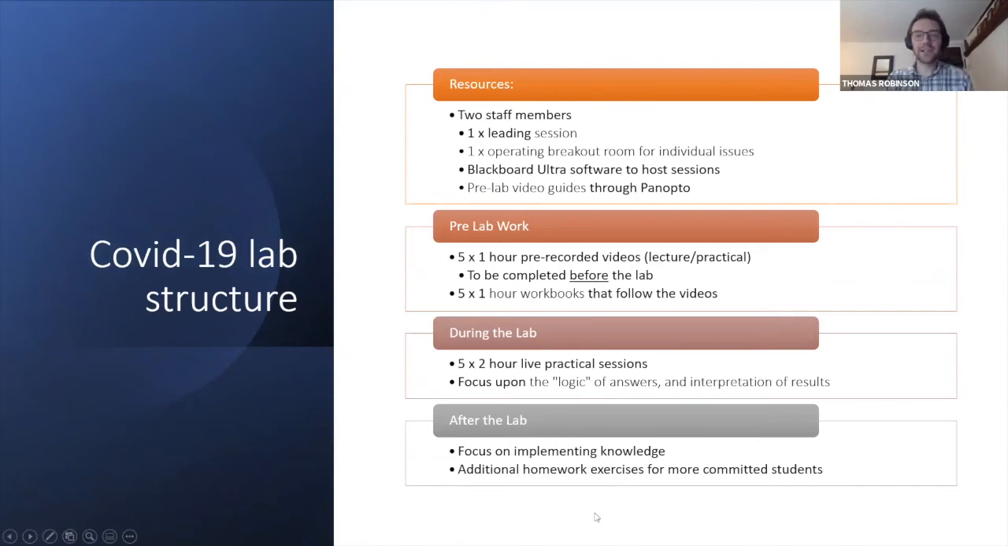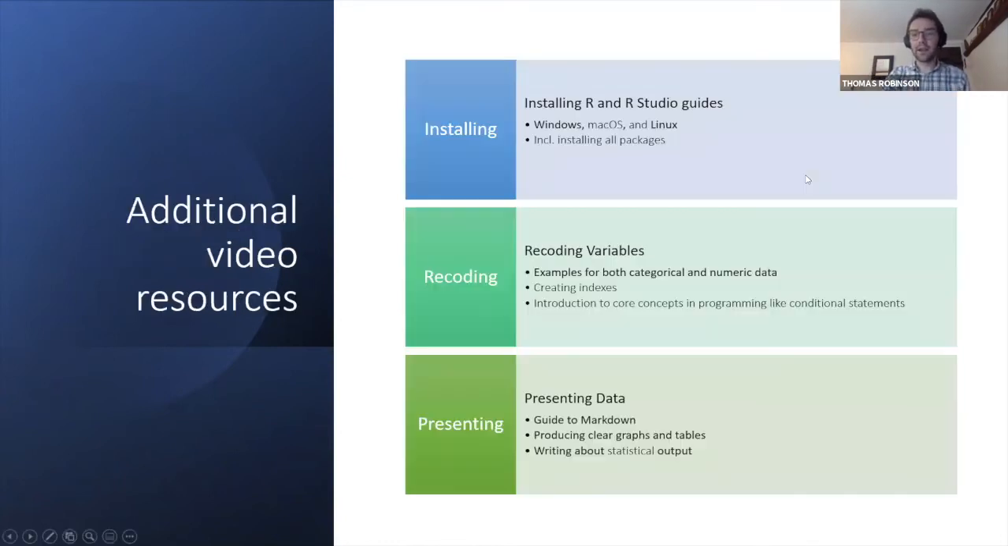So how did the labs actually work in terms of resources? Well, one very nice thing that we had at Durham was to always have two staff members in every lab. In fact, that was me and Adrian. And what that meant was that one of us could lead the session, whilst the other played a support role essentially by operating what we called a breakout room.